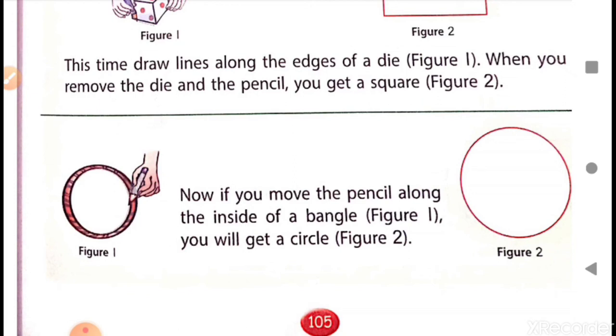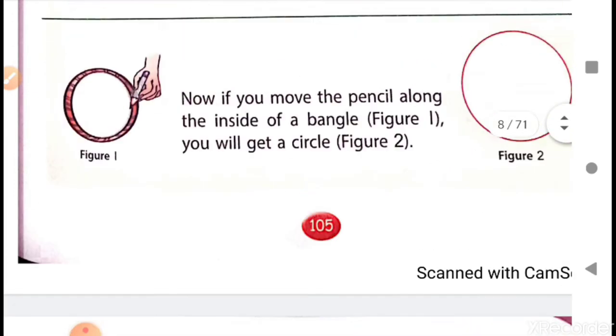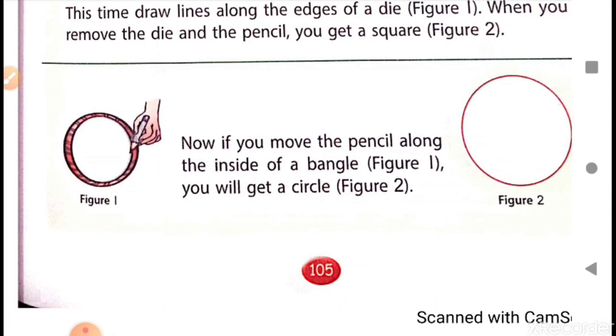So these are all plane shapes, and plane shapes are the shapes that have two dimensions and they can be drawn on any plane surface.